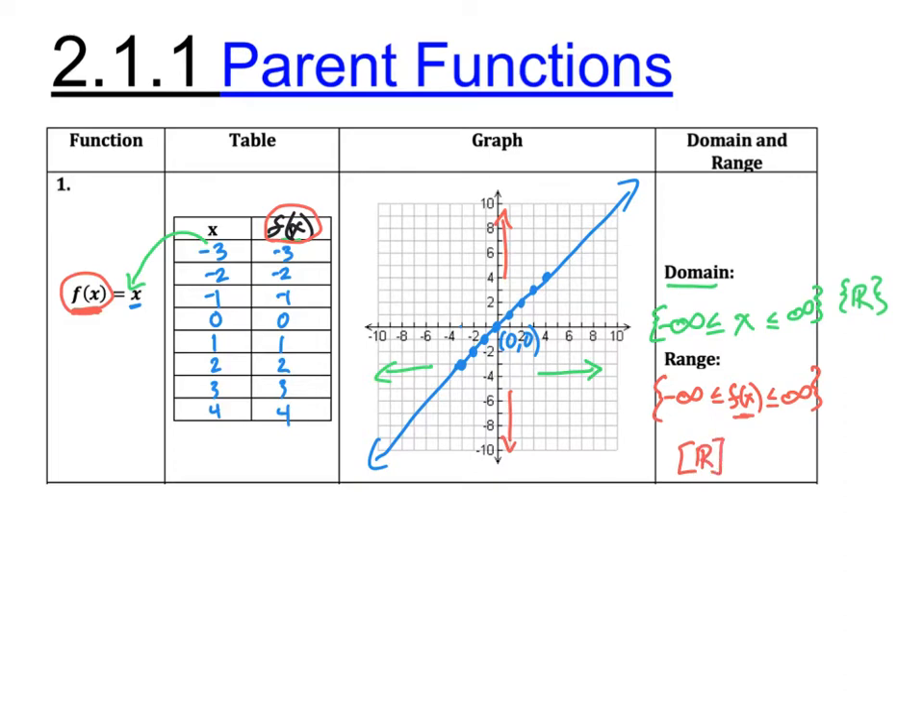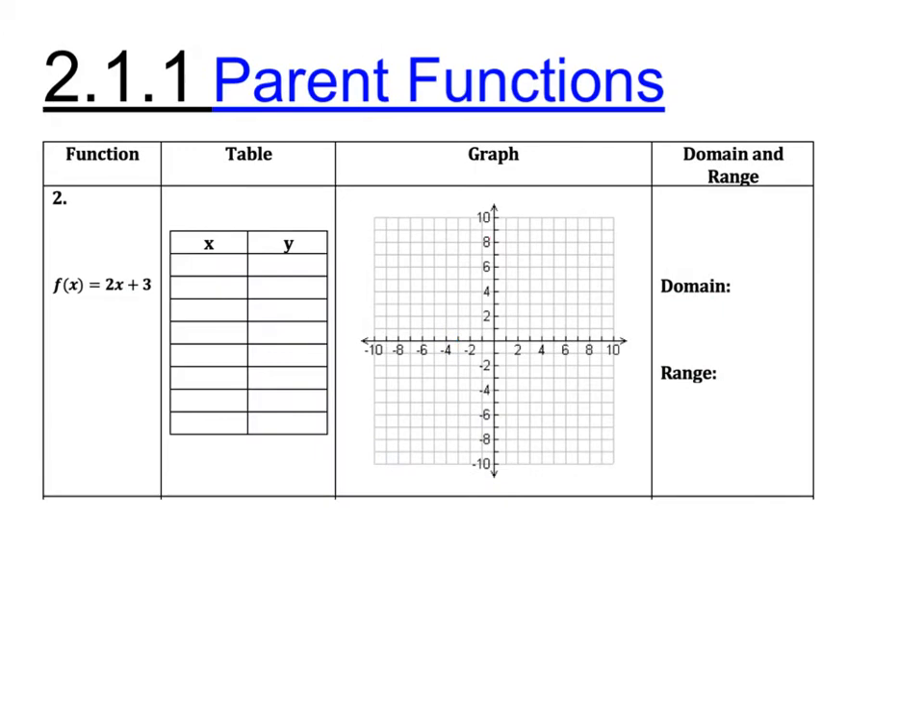That's our first example. Here's our second example. For this example, I have a slightly different equation: 2x plus 3. I'm going to use those same x values, -3, -2, -1, 0, 1, 2, 3, 4.